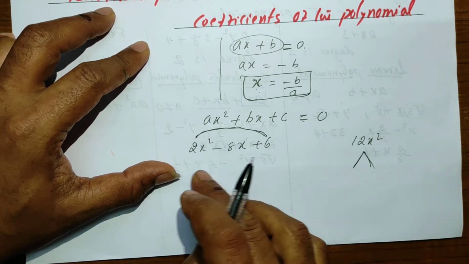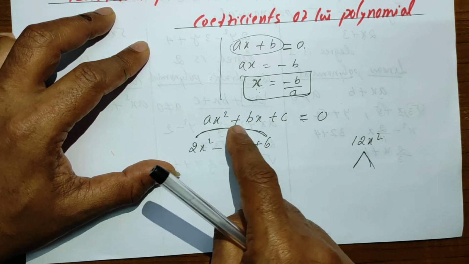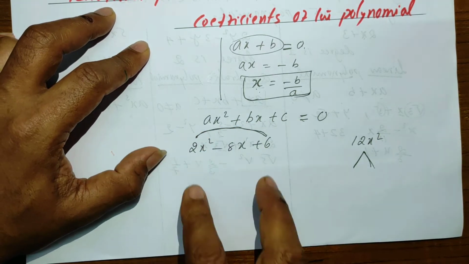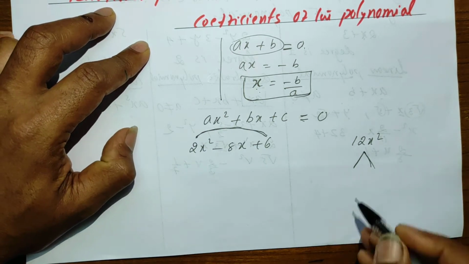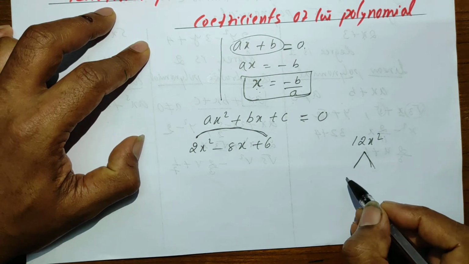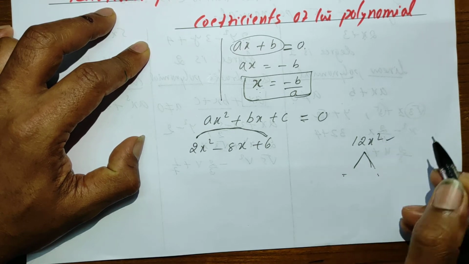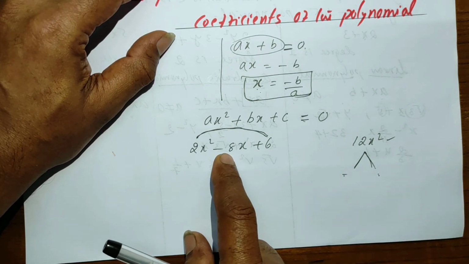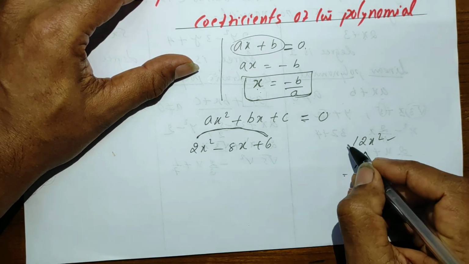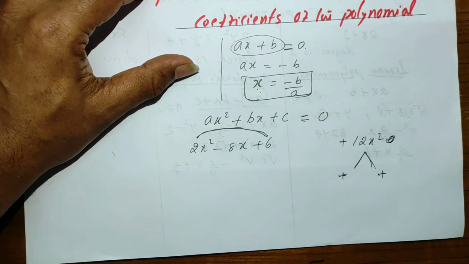So how to do the factorization? Find the product of the extremes. It is in the form of ax square plus bx plus c. So I have to multiply these two. The product is plus 12x square. You have to write two factors here in such a way that their product should be equal to 12x square and their sum is equal to minus 8x, because here the product is plus, means both the factors should be plus or both of them should be minus.